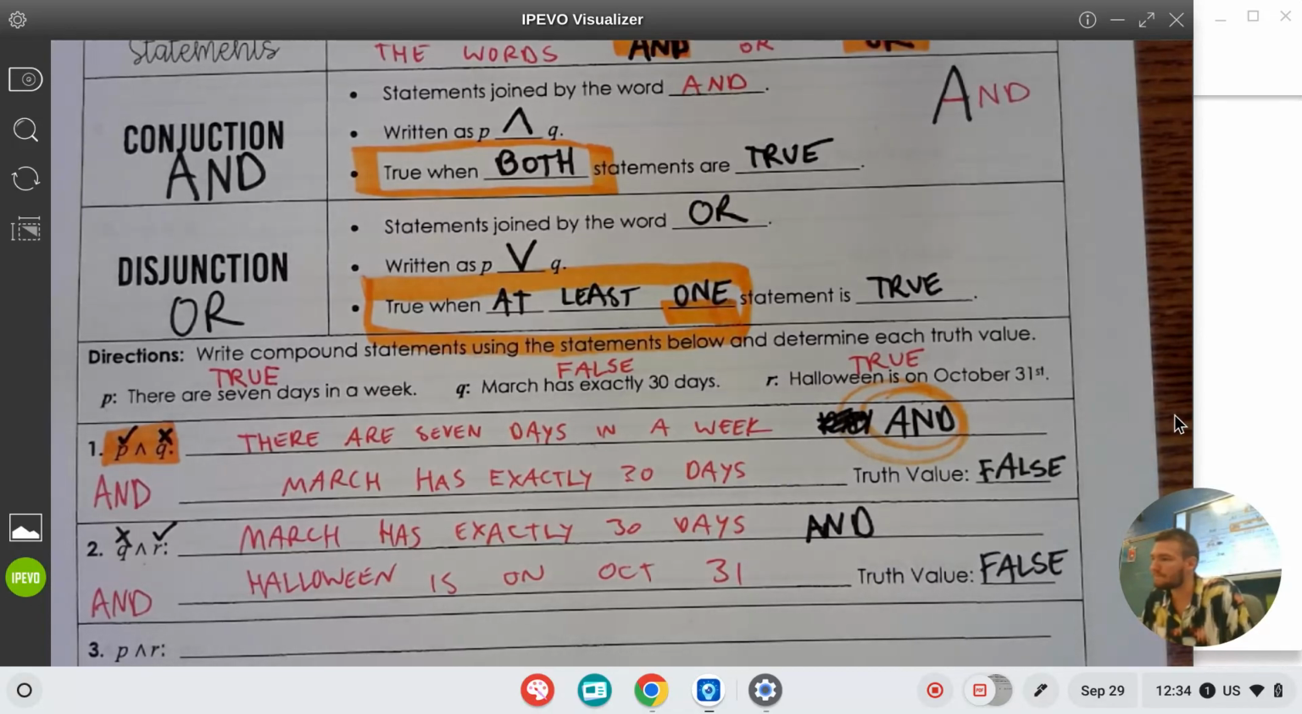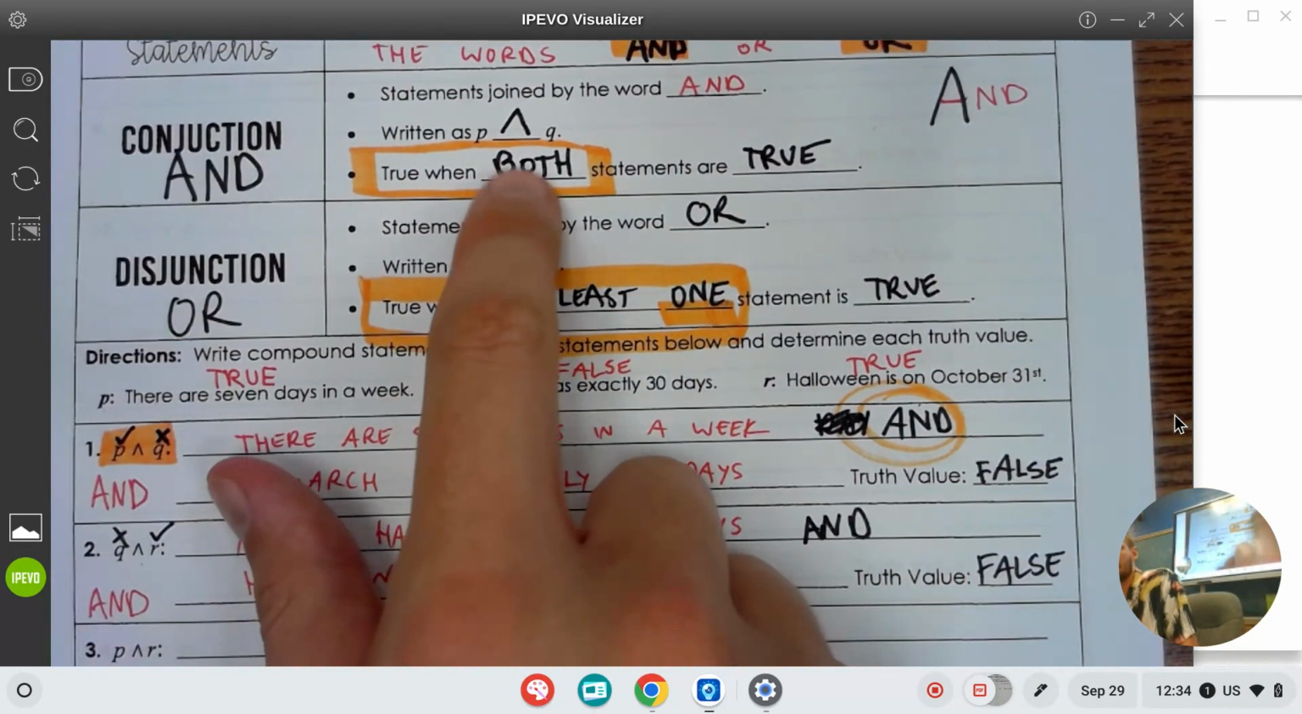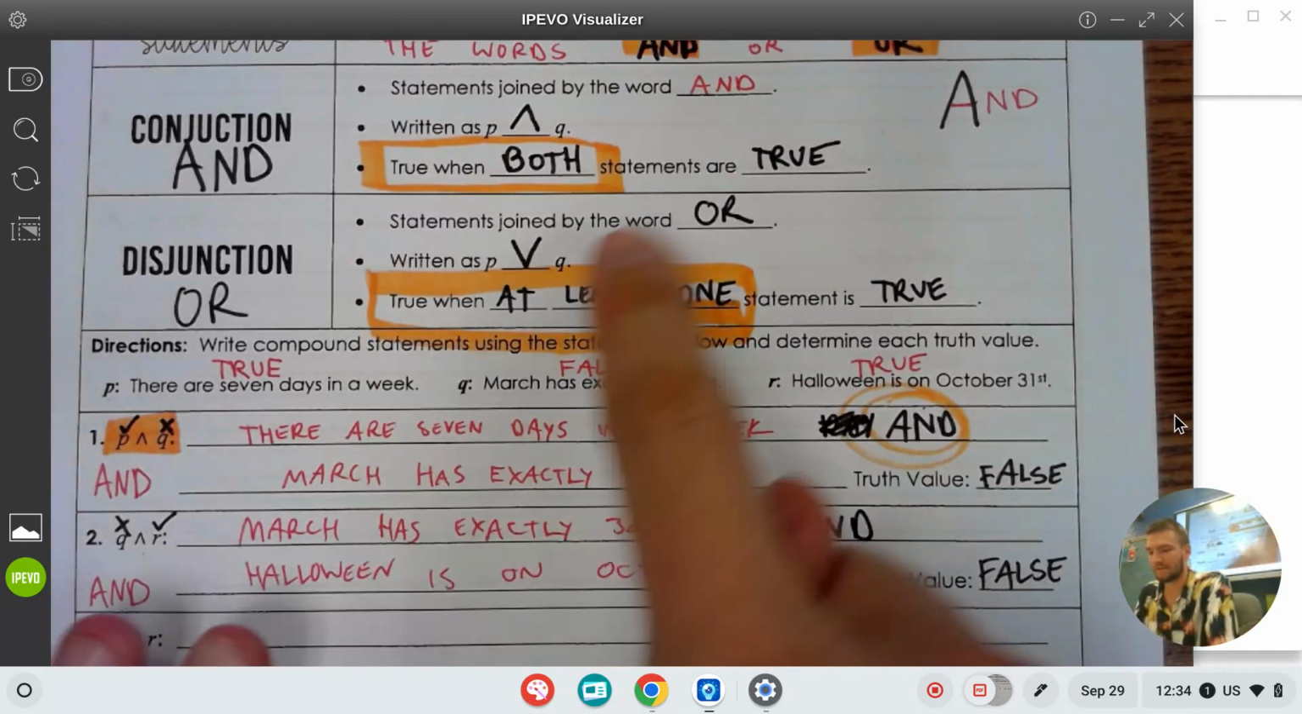Which symbol means it's true? Right here, look. You can fill it out on your paper just like I have it on mine. You see what I'm saying? Just fill out these boxes at the top.